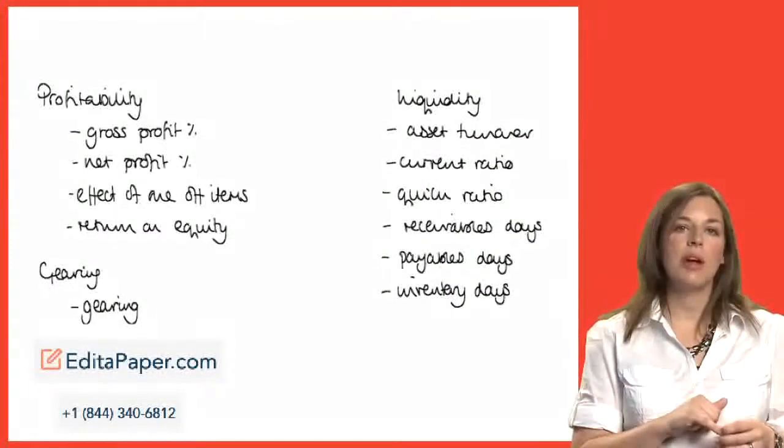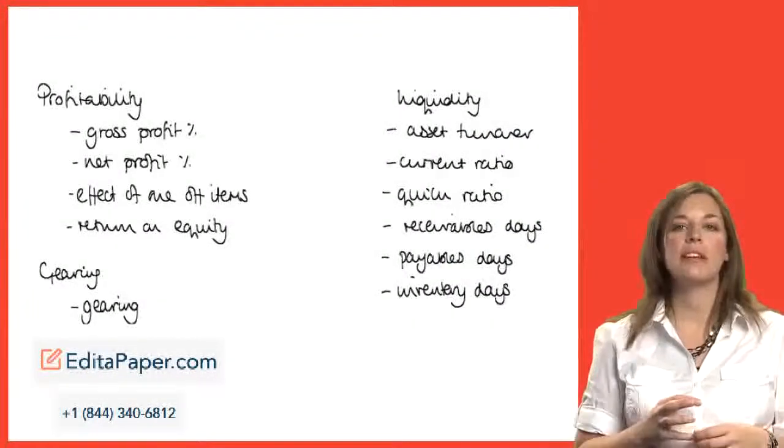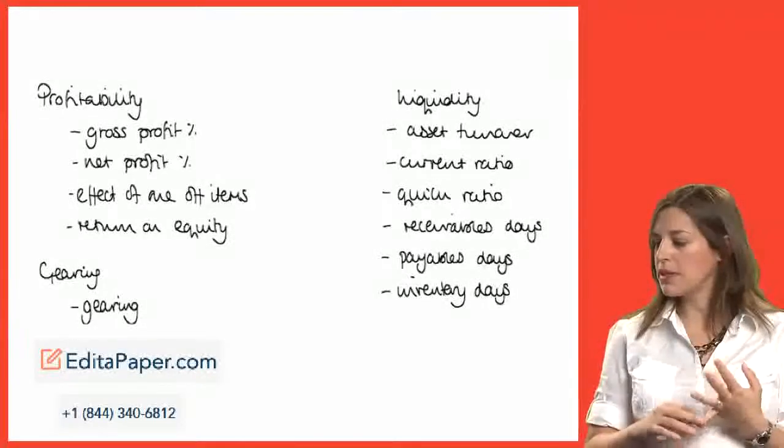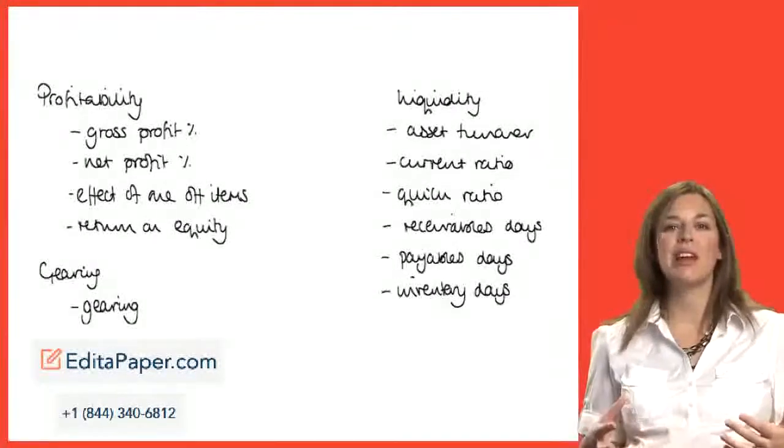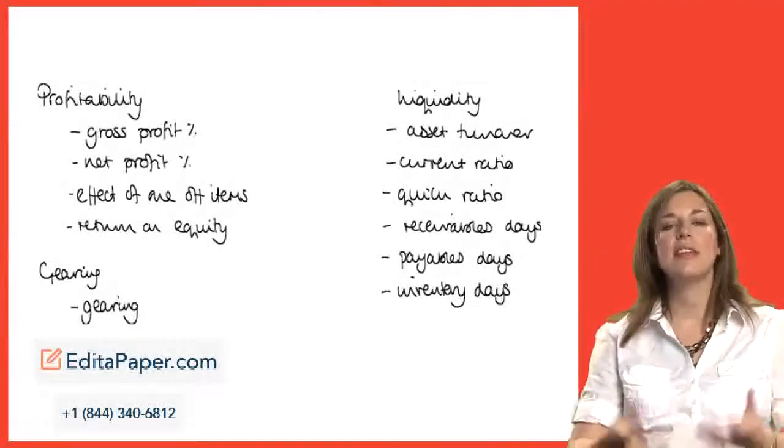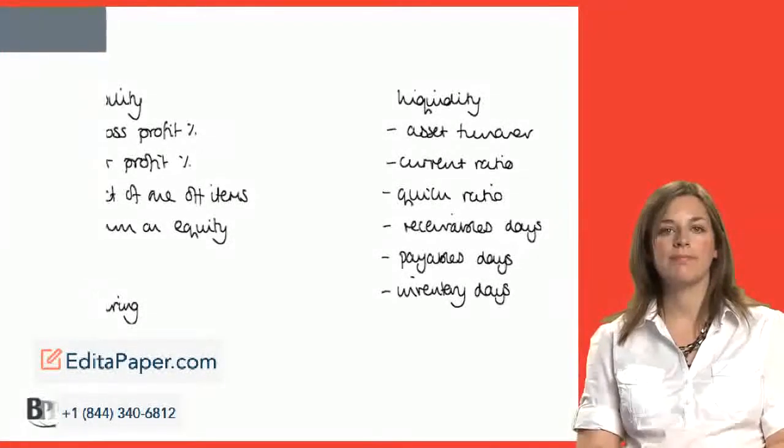So here's my rough structure, the things that I want to talk about. I've gone profitability, liquidity and gearing, and I've just suggested some ratios that you might want to calculate under those headings that give you something to talk about.